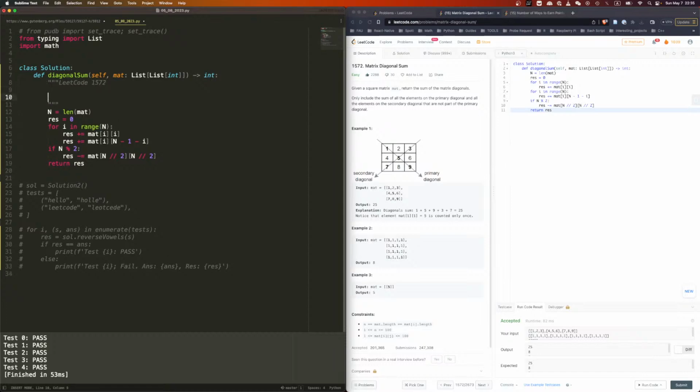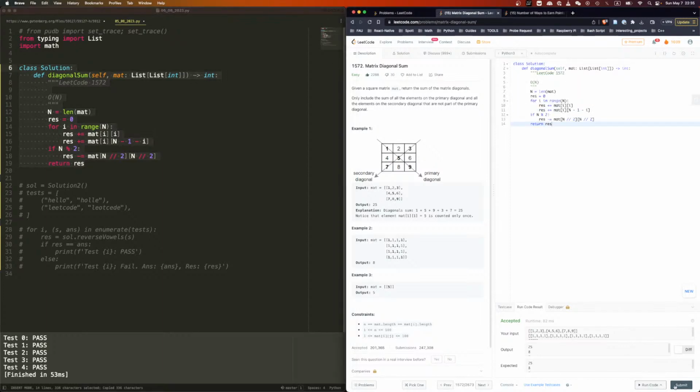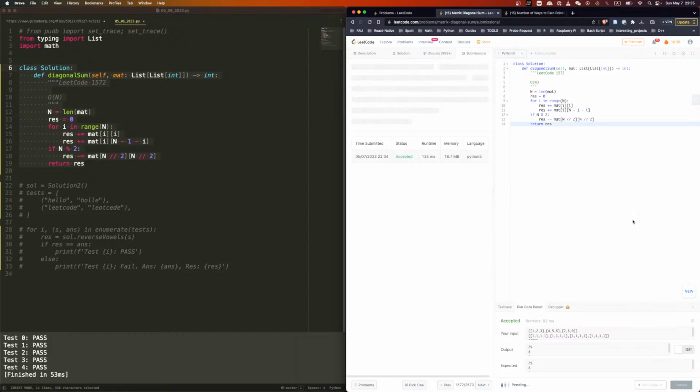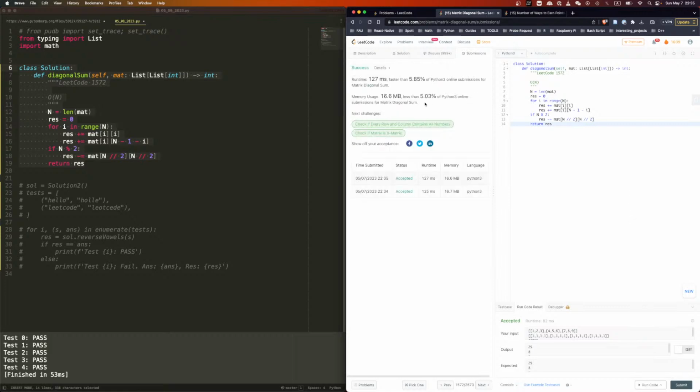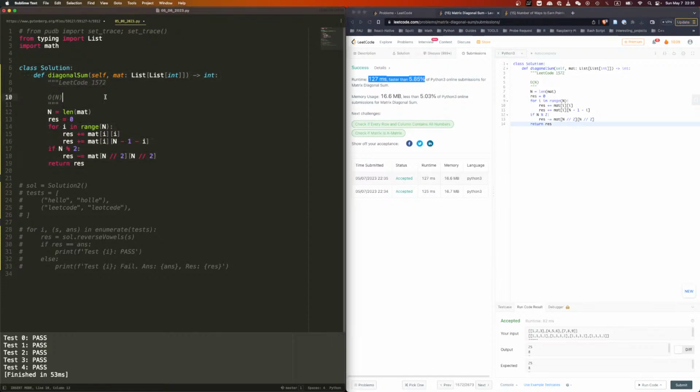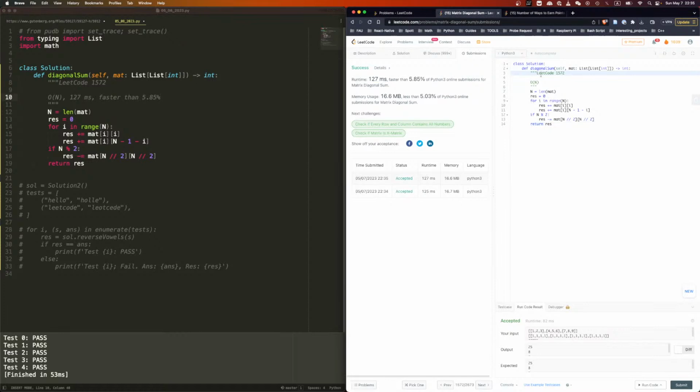I bet people are using NumPy for this. We can actually try NumPy. Let's see if it's just gonna be faster. I don't think so. It's the same thing. It's exactly the same thing. Yeah, it's the same. So probably NumPy. Okay, let's do NumPy here. NumPy diagonal. Actually, I'm not sure.